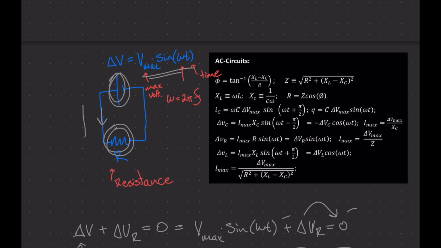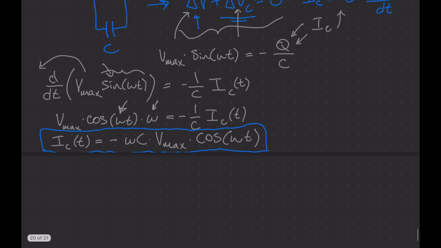So there's a couple differences. We do have this omega C and this Vmax, except here we have a cosine, not a sine, and we don't have this pi over 2. And we're actually missing a minus sign over here. So if you take a look, we have I, the current as a function of time through the capacitor.